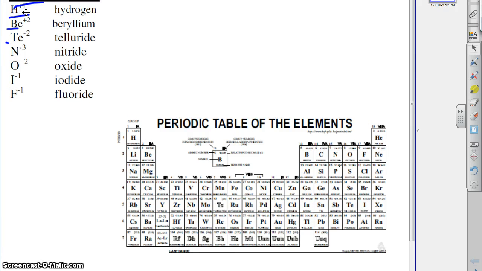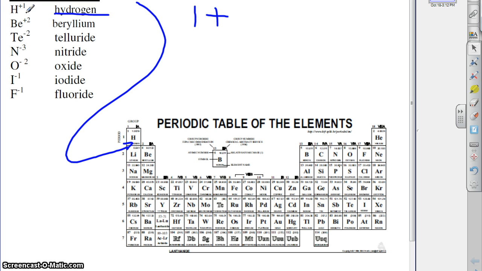So how do you know what to write? If you're given a name like hydrogen, you would just look for it on the periodic table. You can't see it on here, but you could read it on your periodic table that says hydrogen. So you'd know the symbol has to be H, and you would then write H.